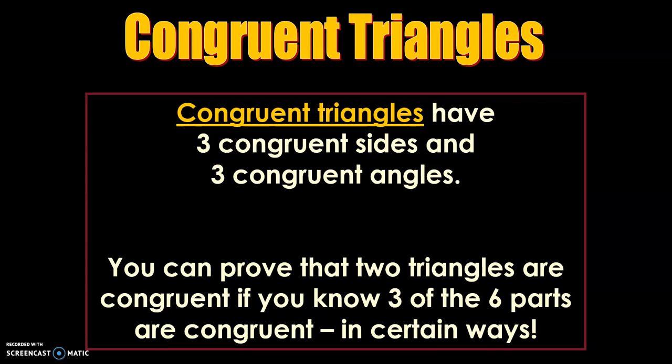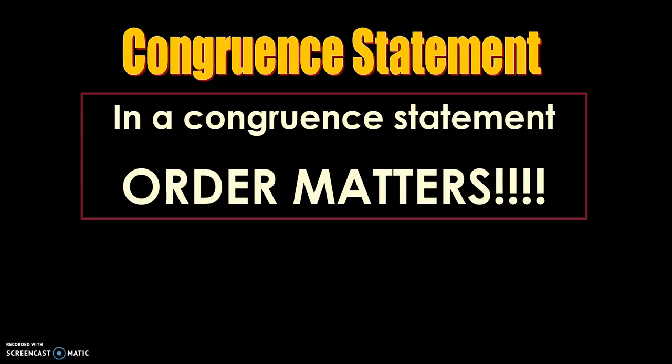The other thing you want to note is that you can prove that 2 triangles are congruent if you know 3 of the 6 parts. But there are only certain ways that can be done. It can't be just because the 3 angles are congruent, but we'll go into that in just a few minutes. You can prove that 2 triangles are congruent if you know 3 of the 6 parts, but there are specific ways that has to be done. In a congruent statement, order matters. We talked about this when we were doing similar triangles, so it's the same thing.